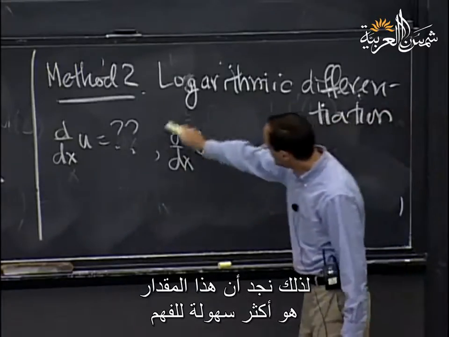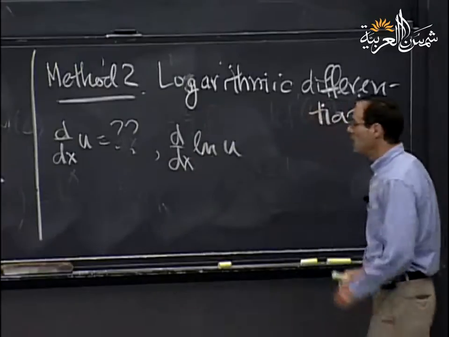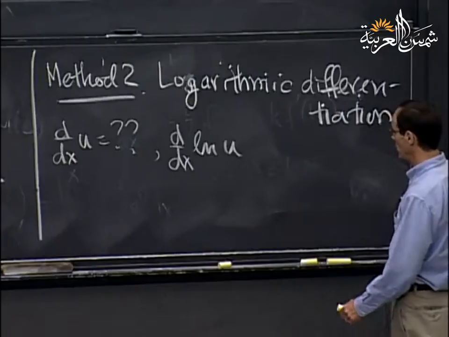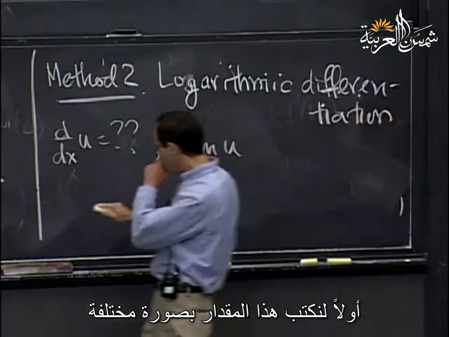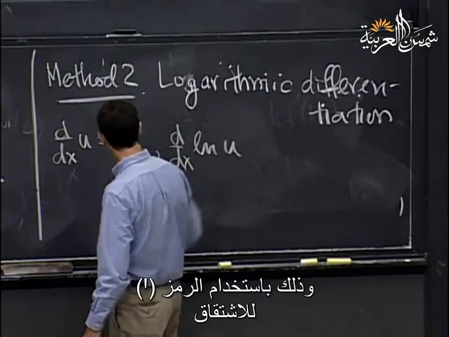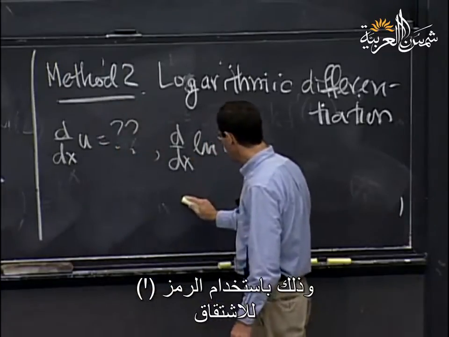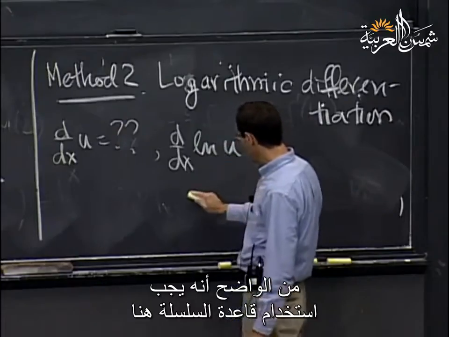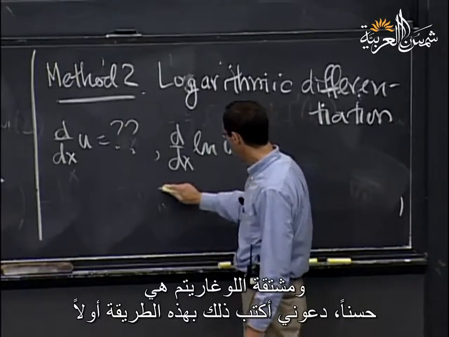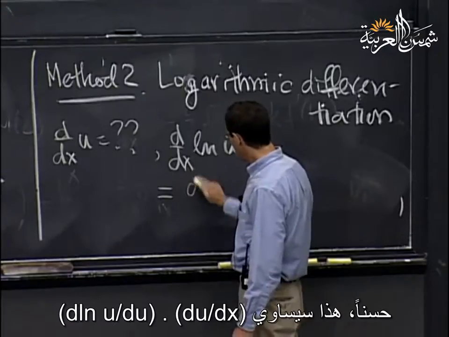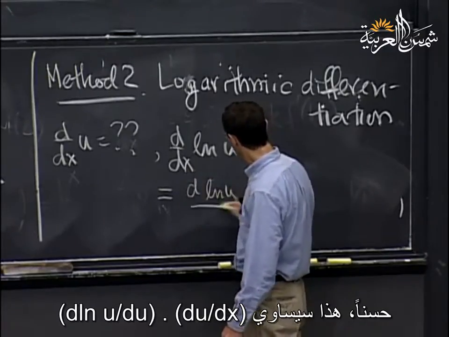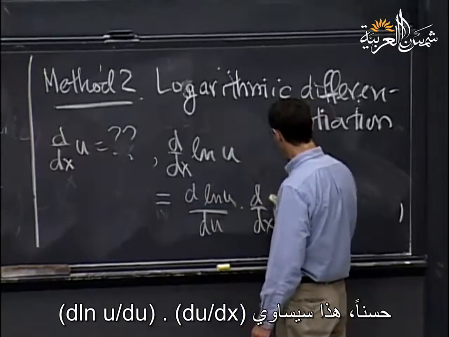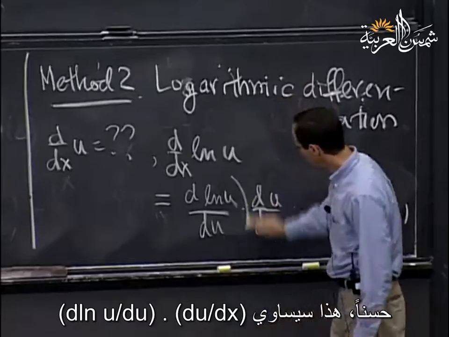Okay? So it could be that this is an easier quantity to understand. So we want to relate it back to the function u. So I'm going to write it a slightly different way. So let's write it in terms of primes here. So the basic identity is the chain rule again, and the derivative of the logarithm, well, maybe I'll write it out this way first. So this would be d of log u du times d by dx of u. Okay, these are the two factors.